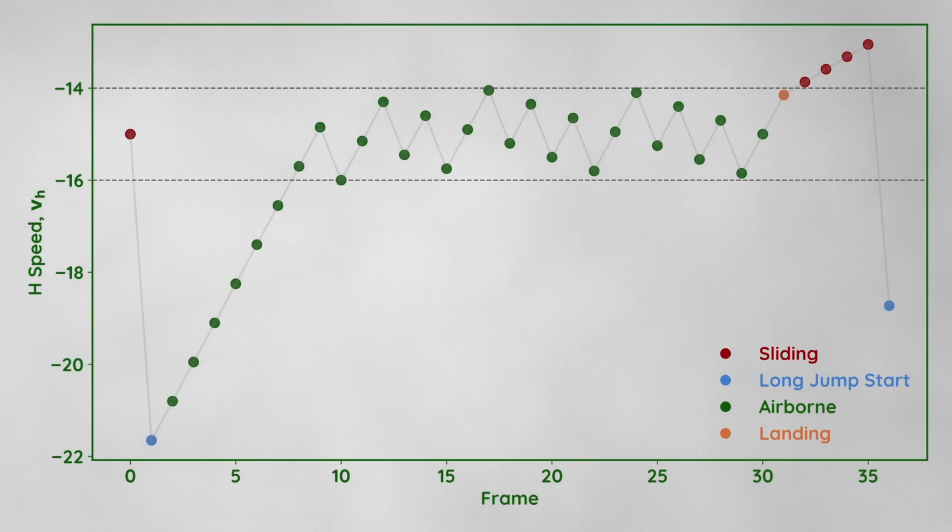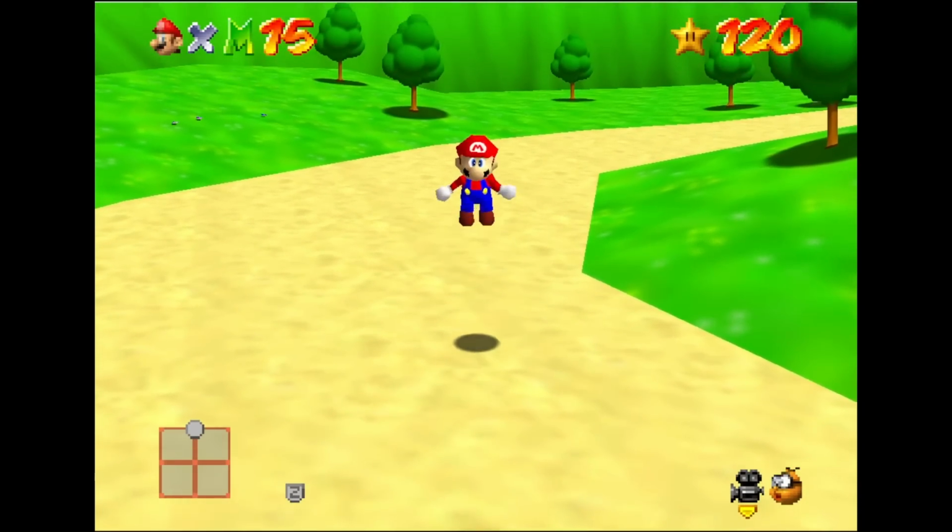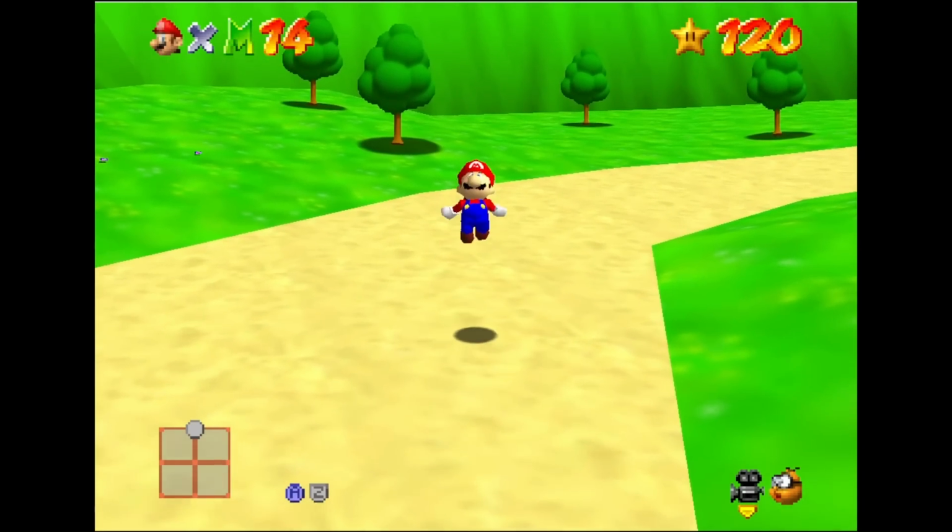After long jumping, our H-speed is multiplied by 1.5. Then the game adds 0.85 every frame as a result of straining and drag. Eventually the speed is brought within the range of minus 14 to minus 16, where it will oscillate until we eventually land. This is an effective terminal velocity for backwards airspeed, but unlike a hard cap, it's a soft cap with a range of values. Here we can actually see the H-speed fluctuating between minus 14 and minus 16 in game.